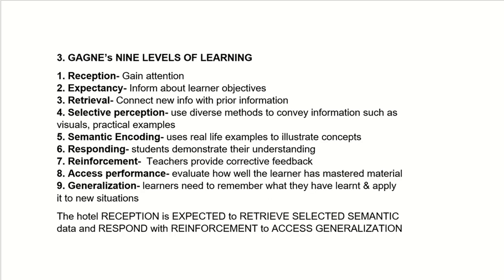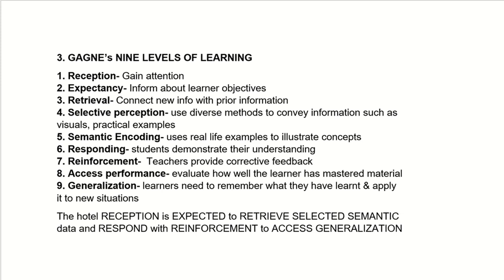He gives 9 levels of learning. Okay, so in the 9 levels, this particular sequence is very important, and I have written a small acronym, a small sentence that acts as an acronym to learn all this in the given order. Okay, so first is reception, then is expectancy, it's retrieval, then selective perception, semantic coding, responding, reinforcement, access performance, and generalization. We better learn this in a story format because there are too many of them.